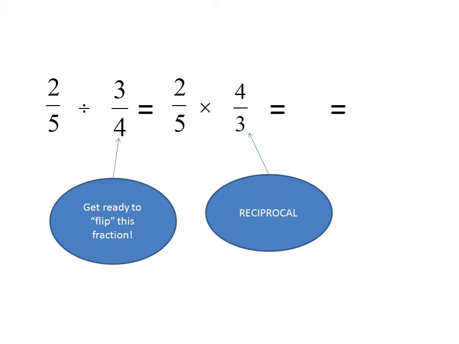Now we multiply across. 2 times 4 is 8, and 5 times 3 is 15. And that's in simplest form. If we look back at 2/5 divided by 3/4, we can do this operation mentally as well. We can multiply 4 times 2 and get 8, and 5 times 3 and get 15.